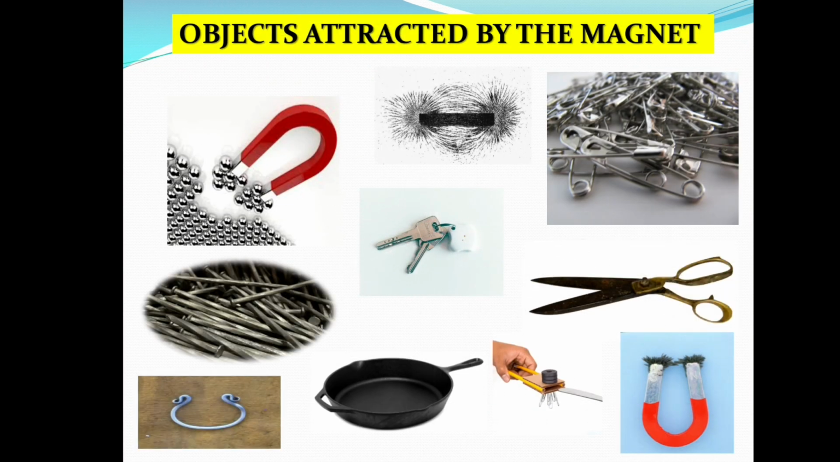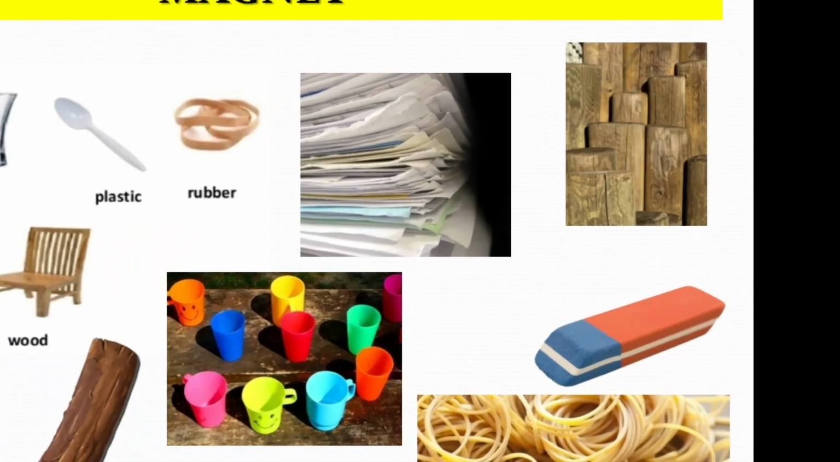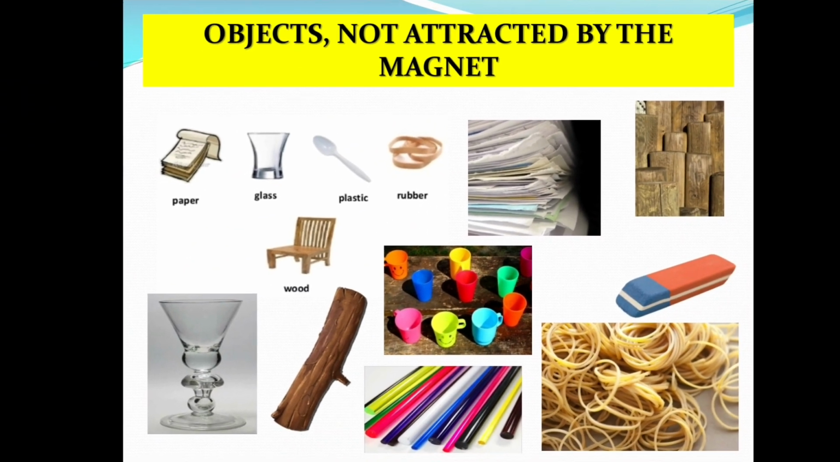Let me tell you some examples. Objects attracted by the magnet: a key, safety pins, scissors, an iron pan, iron filings, an iron nail. These are the objects that are attracted by the magnet. Objects not attracted by the magnet: paper, wood, rubber, plastic and glass. These are the objects that are not attracted by the magnet.